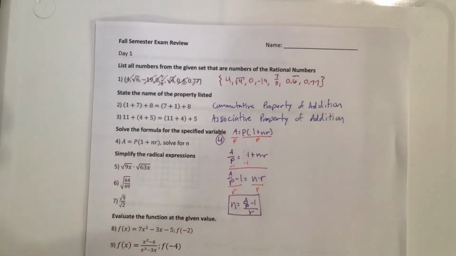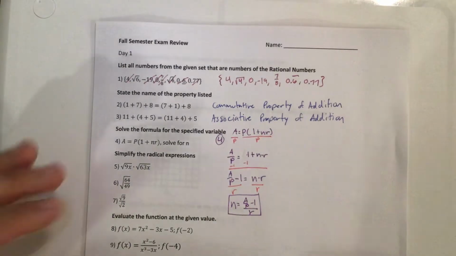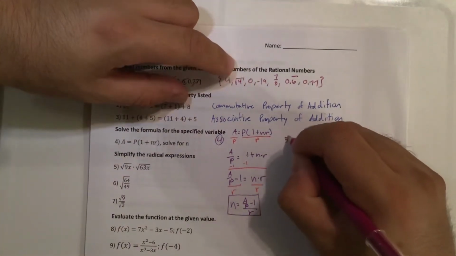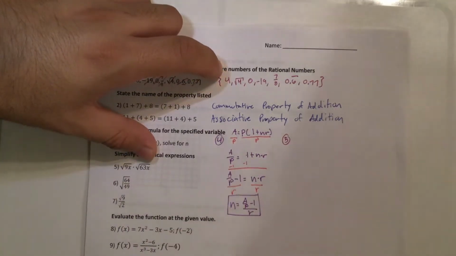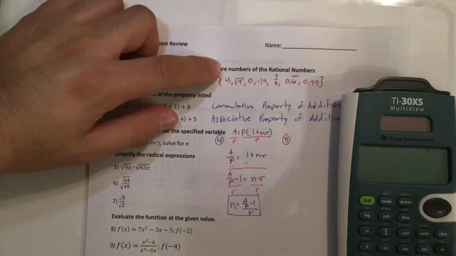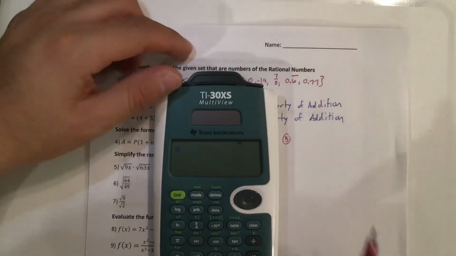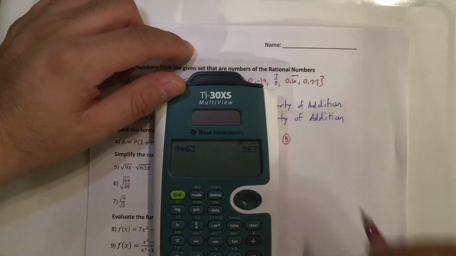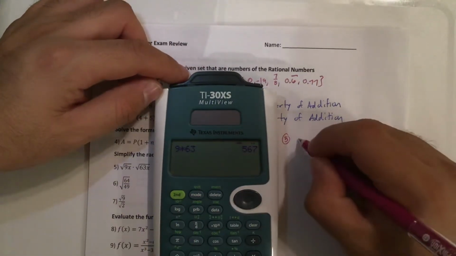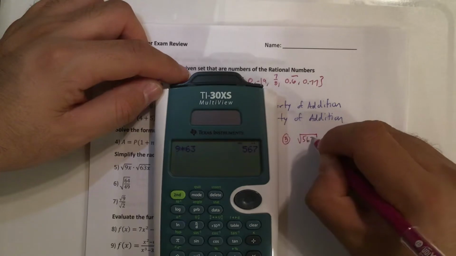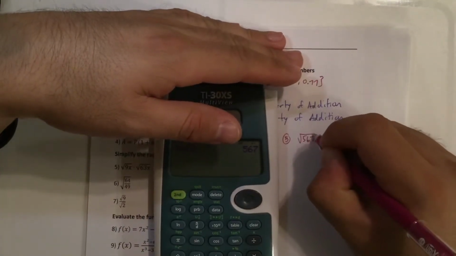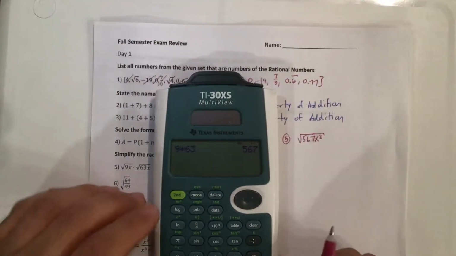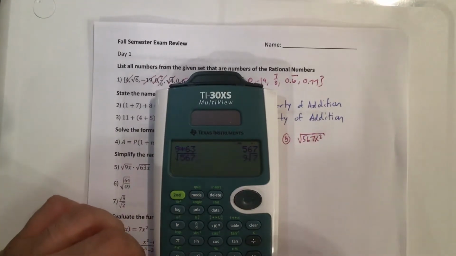All right, for number 5, I'm going to go ahead and multiply these two together. So we're going to get the square root of 9 times the square root of 63. Let's put 9 times 63 in our calculator. So let's see, 9 times 63, and we get 567. And then x times x is x squared. So here, I'm just going to do the square root of 567, and that gives me 9 square root of 7.